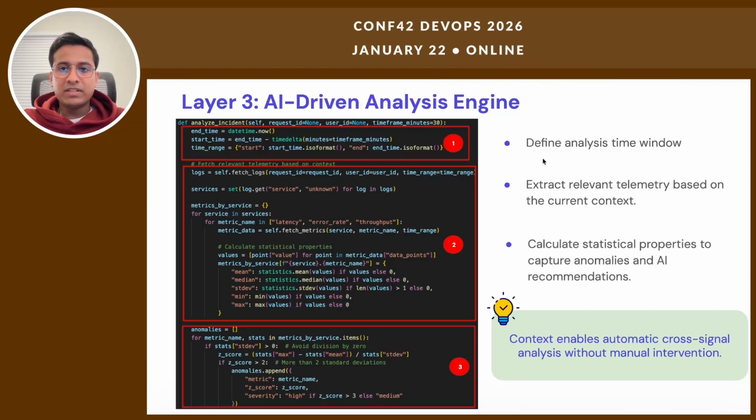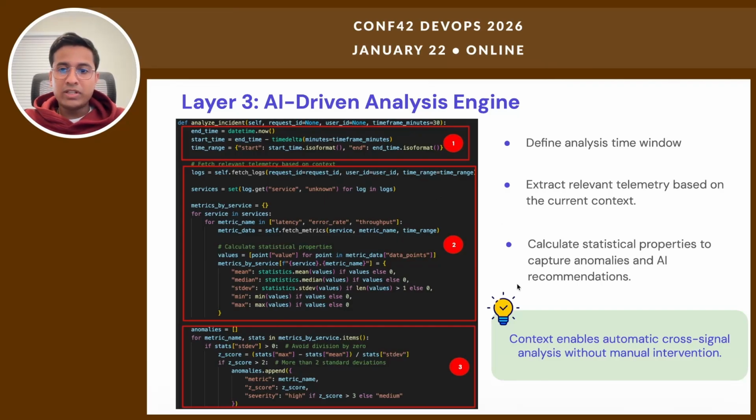It defines the analysis time window in step one. Basically, when we want to analyze, this is exposed via an API on the Grafana dashboard or wherever you are viewing your telemetry. It could be for traces, it could be Zipkin or Jaeger. But again, this is just the internal heart of what the API does. So we define an analysis window which the user provides. We extract the relevant telemetry based on the current context. We extract metric names by values, traces and whatnot, and logs as well.